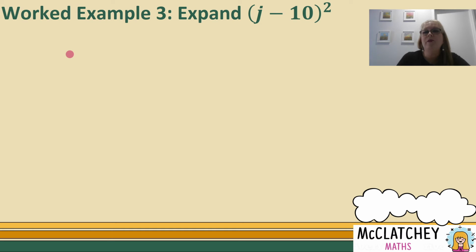All right, we're trying another perfect square now with a subtraction. So first term squared is j squared. Minus 10 times j makes minus 10j, times it by 2 makes minus 20j. And negative 10 times negative 10, remember a negative times a negative makes a positive, so our final term will be plus 100.